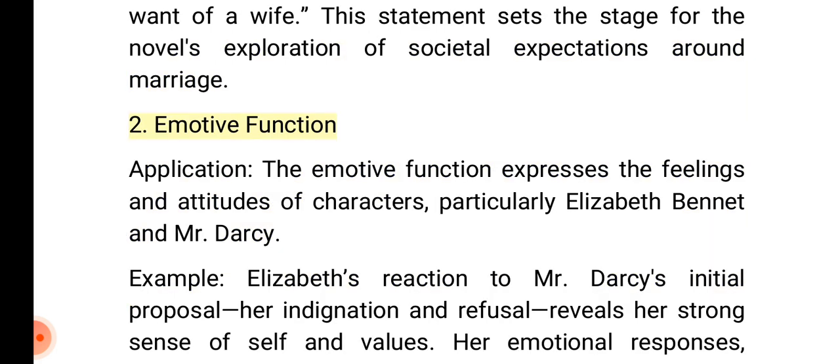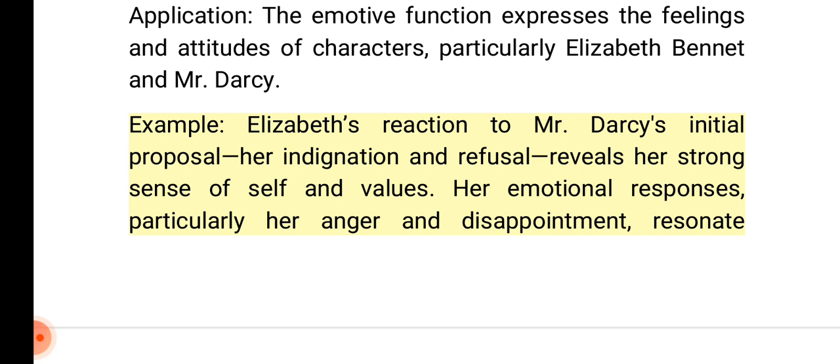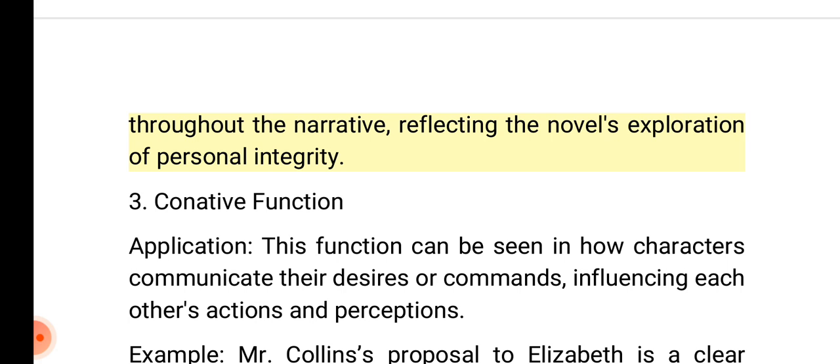2. Emotive function. Application. The emotive function expresses the feelings and attitudes of characters, particularly Elizabeth Bennet and Mr. Darcy. Example: Elizabeth's reaction to Mr. Darcy's initial proposal, her indignation and refusal, reveals her strong sense of self and values. Her emotional responses, particularly her anger and disappointment, resonate throughout the narrative, reflecting the novel's exploration of personal integrity.